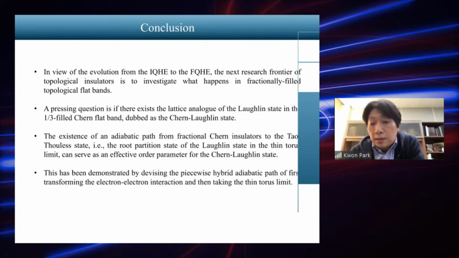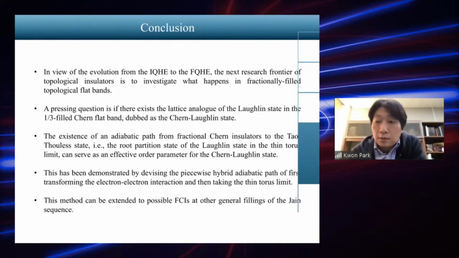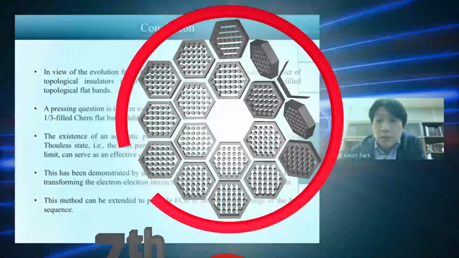And this has been demonstrated by devising a piecewise hybrid adiabatic path, first deforming the interaction and taking the thin-torus limit. And this can be extended to other fractional topological insulator states and other filling factors for general filling factors of the Jain sequence. And thank you very much.